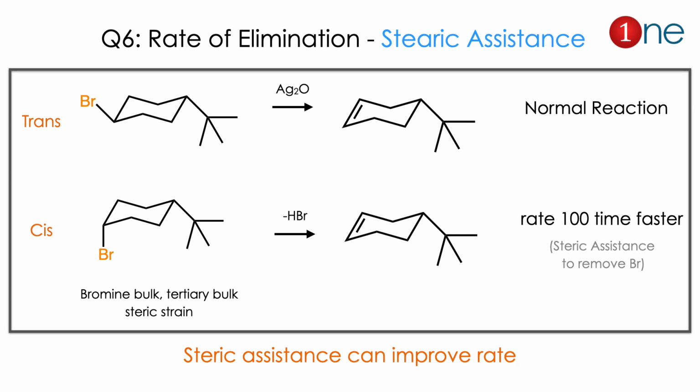What happens in the cis form? Tertiary butyl and bromine are on the same side, so it is very bulky. So the tertiary butyl group gives the strain and helps to leave the bromine there. So there is the assistance of steric effect there. So the reaction will be faster in the cis form than the trans form. So steric assistance can improve the rate.